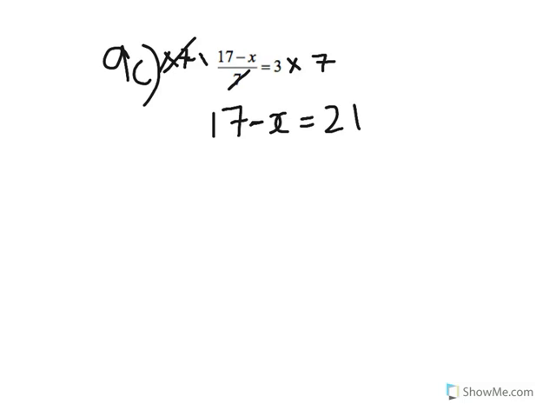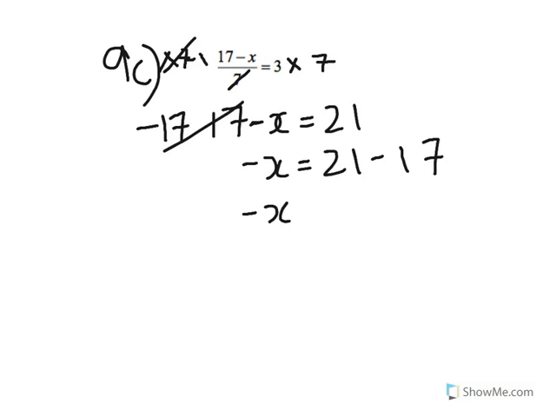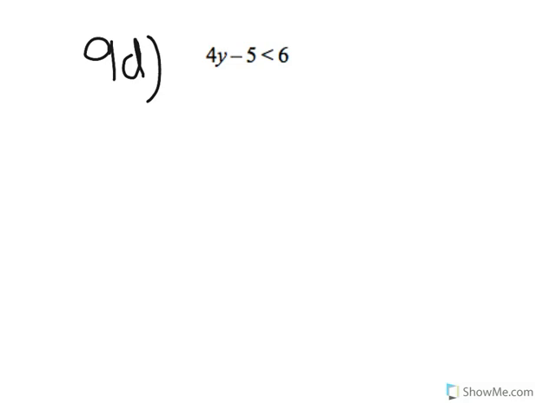Now we have to get 17 off both sides. So you subtract 17 on both sides. So this and this cancel. So you get negative x is equal to 21 minus 17, which is equal to 4. So minus x is equal to 4. Now minus x is nothing but minus 1x. So to get x alone, we just divide both sides by negative 1. So the negative 1s cancel. So it becomes 4 divided by negative 1, which is nothing but negative 4. And that's x.